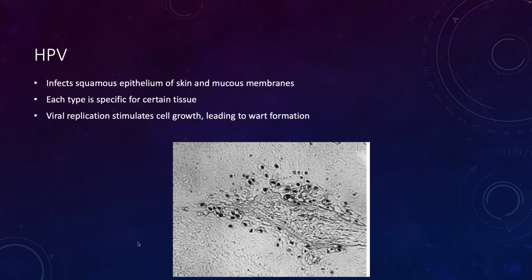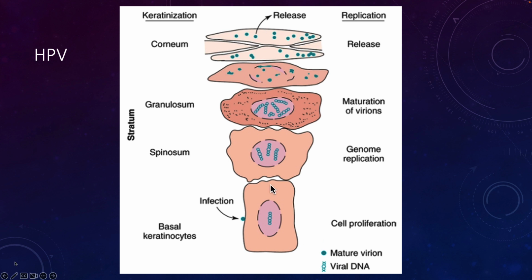I mentioned that viral replication stimulates cell growth. That leads to the formation of the wart. The specific type of CPE caused by HPV are called koilocytes. These are keratinocytes that have shrunken nuclei. So if you look at a biopsy of a wart, that's what you would see. The process is down here in these basal keratinocytes. You have infection and cell proliferation. So, right, you have continued replication, continued proliferation, and then release of the viral particles from the skin, the very top layers of the skin.